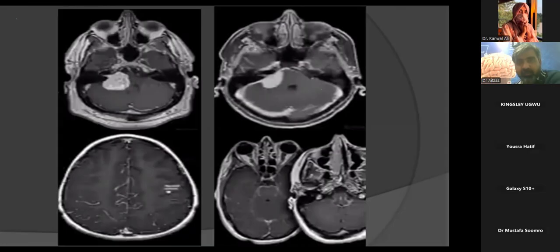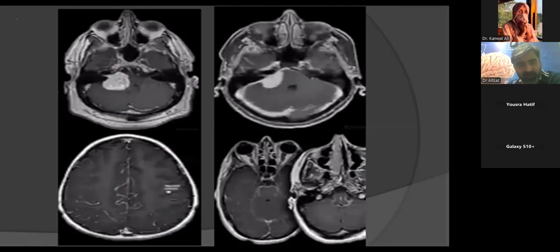Okay. So here it is the CSF cleft sign on this one. That's why it's dural enhancement with the CSF cleft sign. That's why we call it extra-axial meningioma. Previously, it was called hemangiopericytoma. Now, what is the name of hemangiopericytoma?